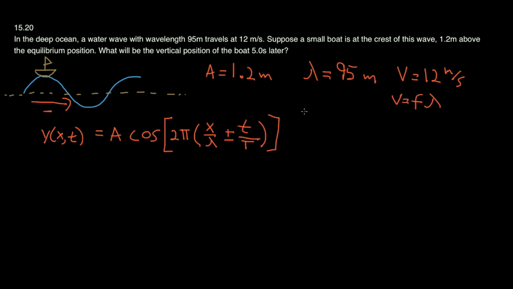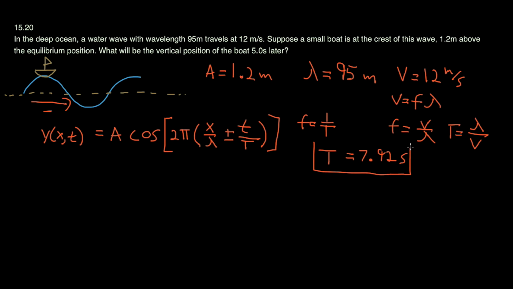So if you remember, frequency is equal to 1 over the period. Just rearranging this to solve for frequency, we get frequency is equal to the velocity over the wavelength. Or if we want the period, we just flip this fraction, right? Because it's 1 over T. And so T is equal to the wavelength over the velocity. If we plug the wavelength in, which is 95 meters, over the velocity, which is 12 meters per second, we get units of seconds, and we get T is equal to 7.92 seconds. So that's the first part of this problem.